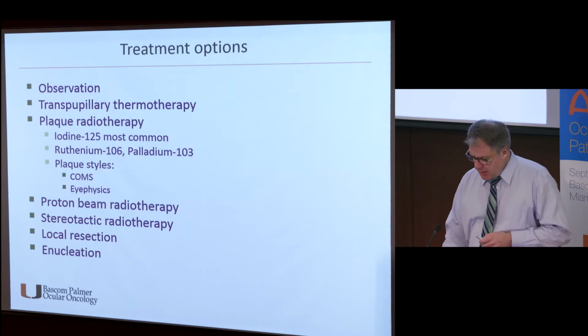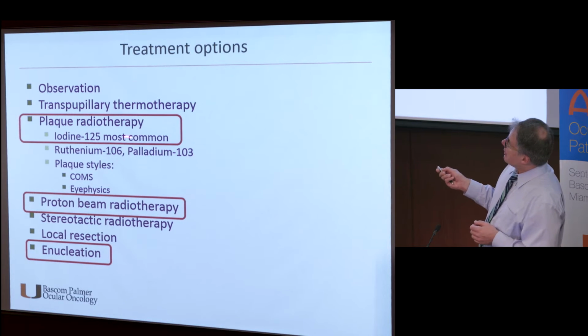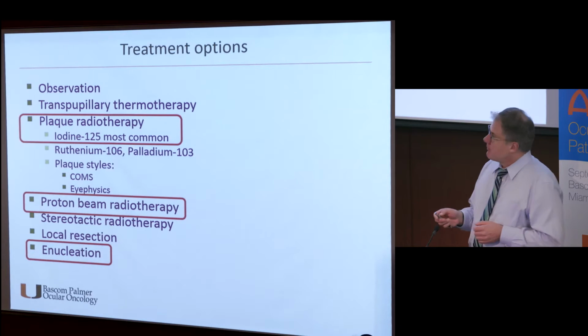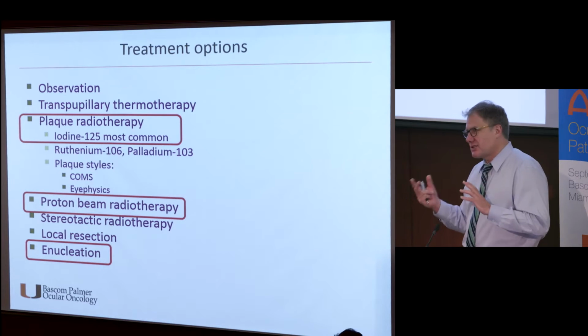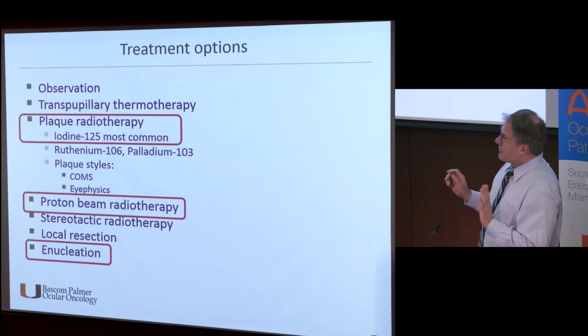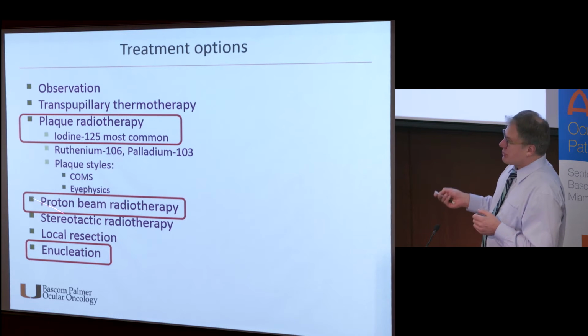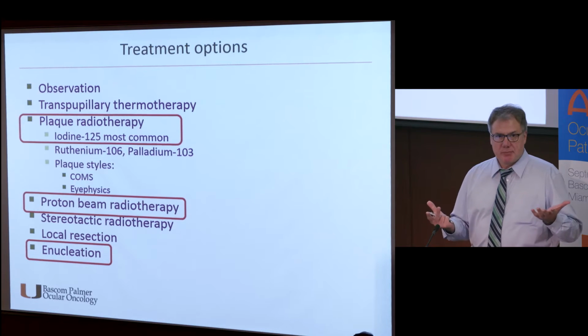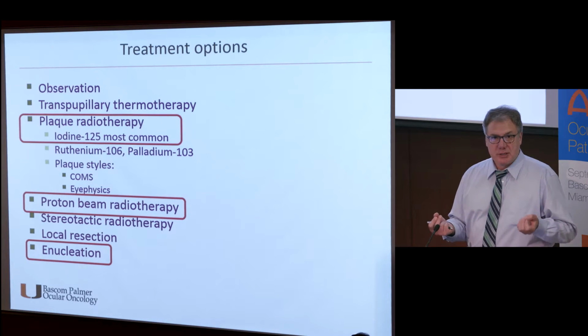Okay. Now, having said that, most people are going to get treated with some kind of radiotherapy. In the United States, that's usually iodine plaque radiotherapy or proton beam radiotherapy. And in some other countries, stereotactic radiotherapy is common. It's just a different way to deliver external beam radiotherapy. They have slightly different pluses and minuses, but the main point is these are all variations on the same theme.